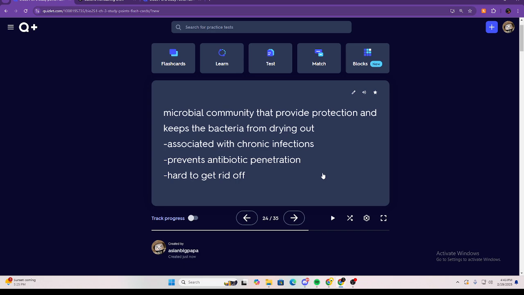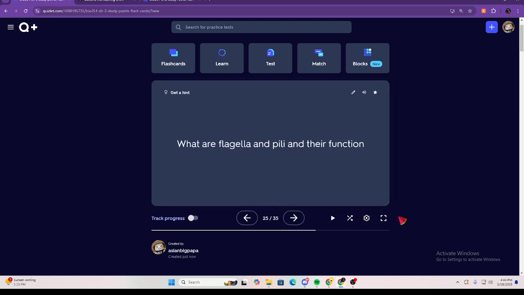What is a bacterial biofilm? This is a microbial community that provides protection and keeps the bacteria from drying out. It's associated with chronic infections, prevents antibiotic penetration, and is hard to get rid of. Think of dental plaque. That's from that biofilm that I talked about earlier.